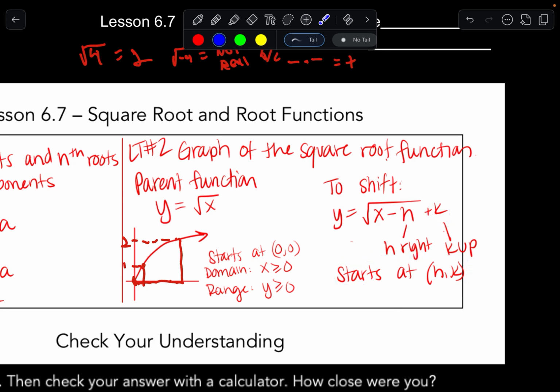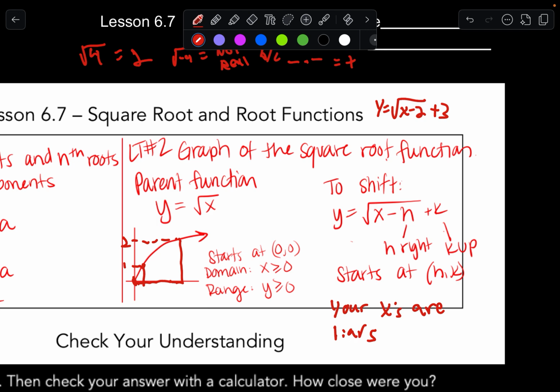Now remember, this is what's hard for students. Your x's are liars. Notice it's x minus h. So if the number's holding hands with the x inside the house, like this is, you have to take the opposite. So, por ejemplo, if you had y equals the square root of x minus 2, plus 3, the starting value where you begin the graph will be at (2, 3). Notice, it's the opposite of that.